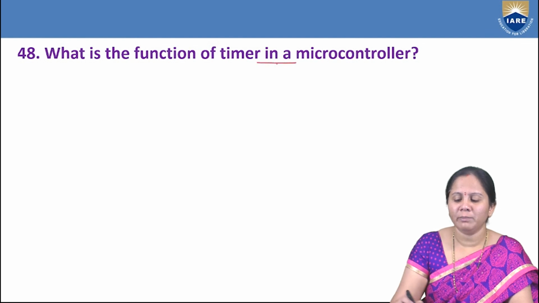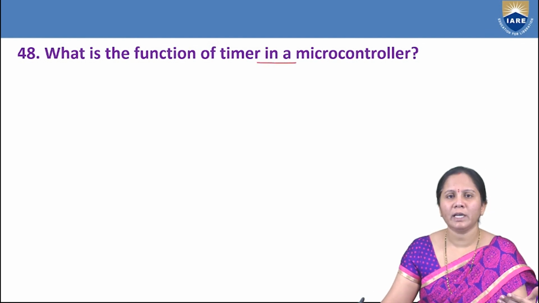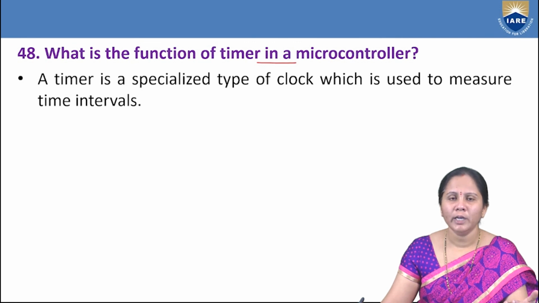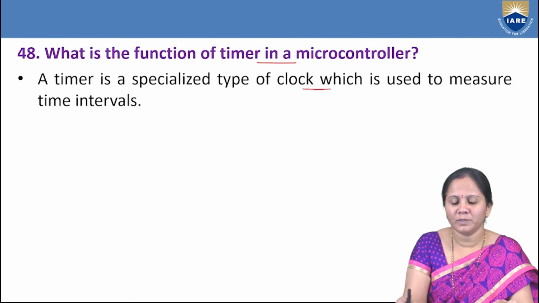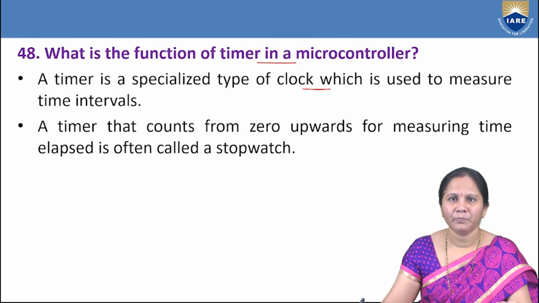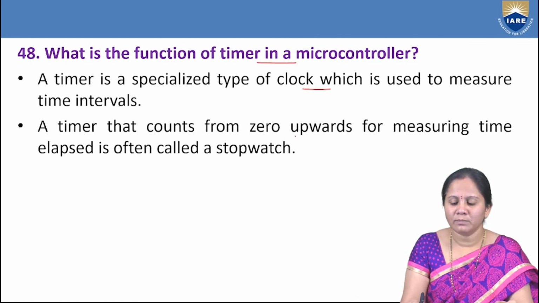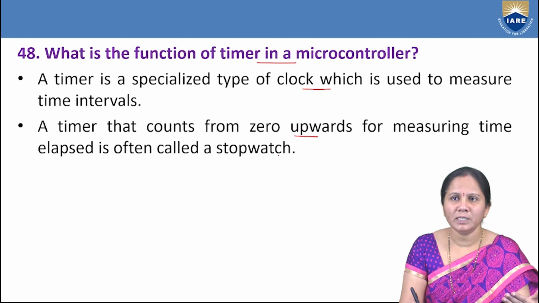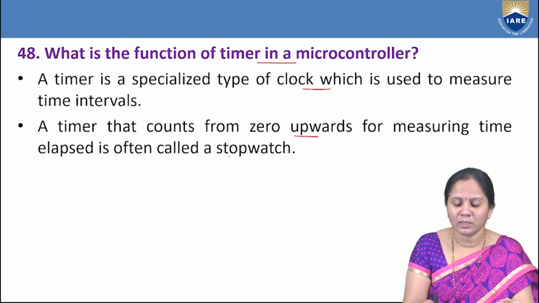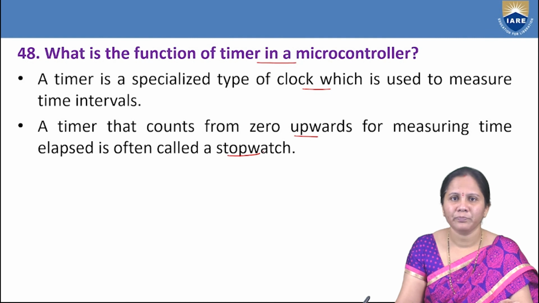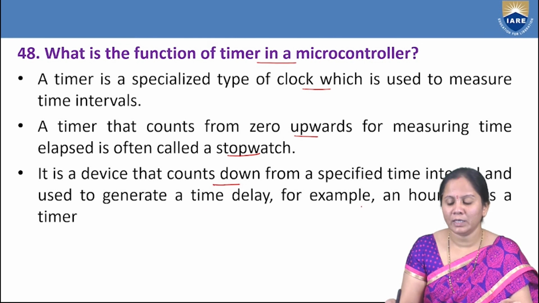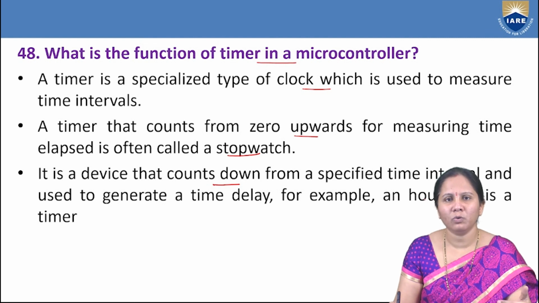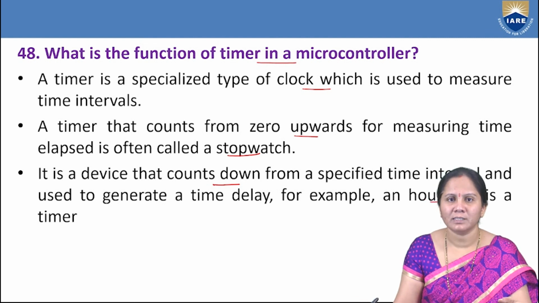What is the function of a timer in a microcontroller? Generally, timers are available in the microcontroller in order to produce delay. The timer is a specialized type of clock which is used to measure time intervals. A timer that counts from 0 upwards for measuring time is called a stopwatch. A device that counts down for a specified time interval can be used to generate a time delay. An example of a timer that counts down is an hourglass.